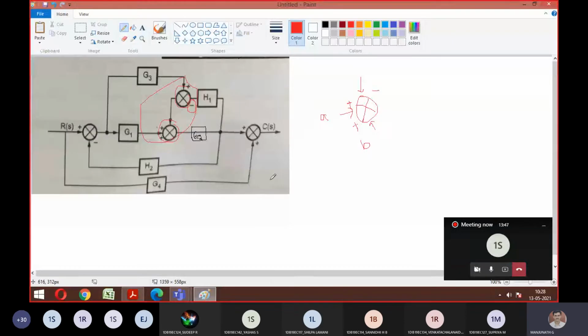So is it fine to everyone? Yes, sir. Okay, so now tell me how the diagram looks like. So G2 is here, H1 is here. If I merge the summing point, how does the diagram look like? This I am not changing anything. This input part is as it is. Then you have G1. So G1 retains its position. There is nothing happening for this G1.